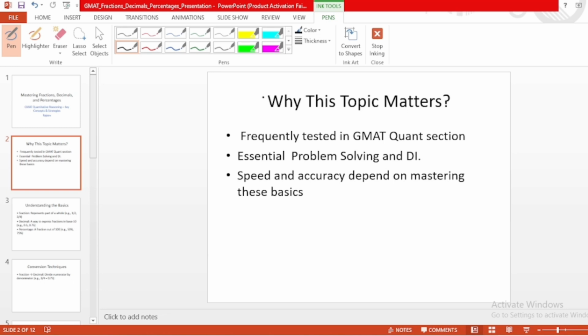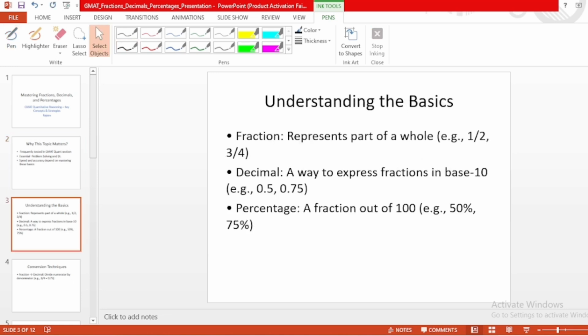Essential problem solving and DI questions are based on this. Your speed and accuracy will depend on mastering this basic. Throughout the session, your speed and accuracy will increase if you master this. See friends, generally when people start preparation, they start with number system. But number system we will go to later, and we'll give emphasis to that topic also. But right now, we'll go to this topic straight away.